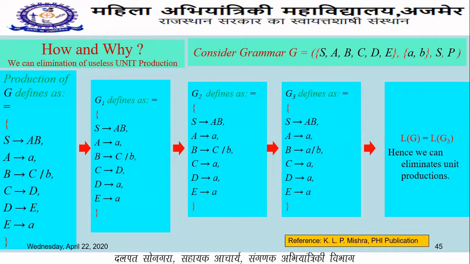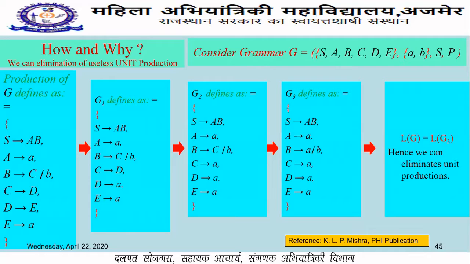We know that unit productions are only used in the course of derivation of a string for replacing or renaming a variable. Therefore, unit productions are useless in any grammar because they only replace one variable by another. Therefore, we need to eliminate the unit production. And how can we do this? We do this by a very simple procedure which we discuss here.